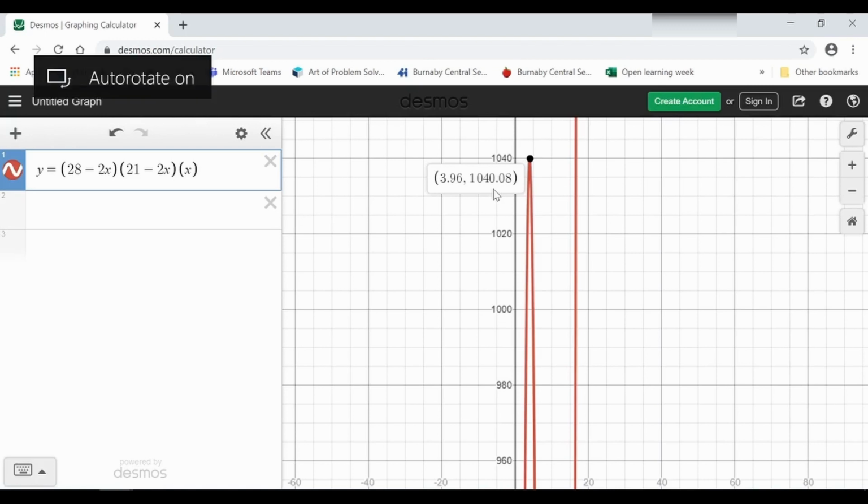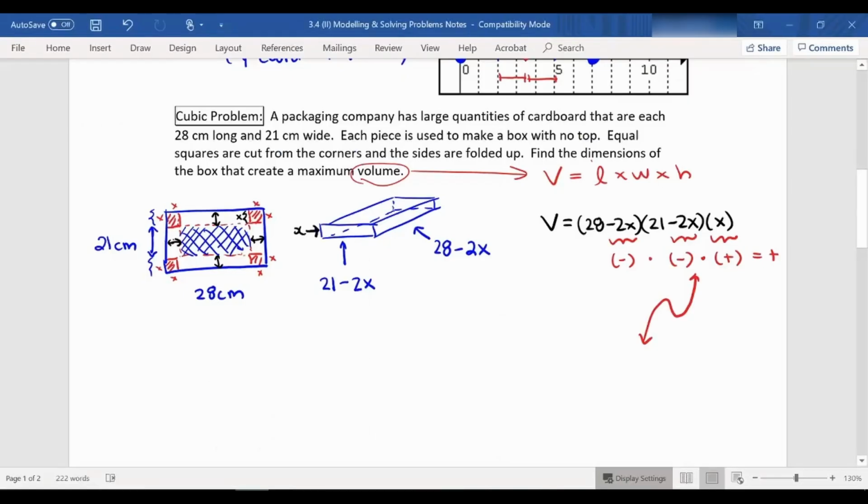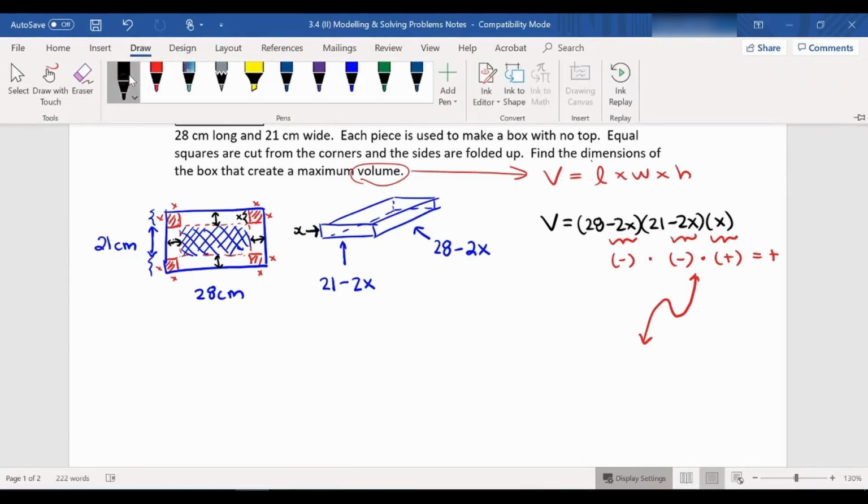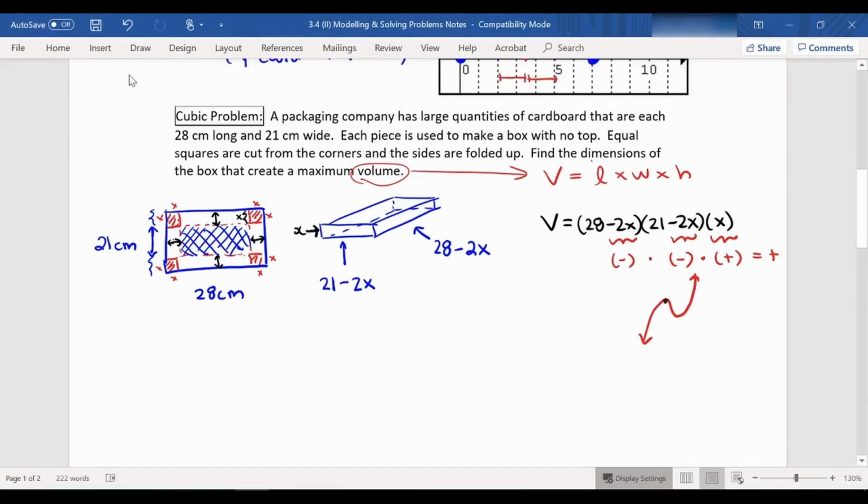Let's write that down. So even if you hadn't figured out ahead of time what it's going to look like, once you graph it, you know that's what it looks like. So this point here was 3.96 and 1040.08. Okay. So it says find the dimensions of the box. So we want to know the length, the width, and the height. The question is, what are these dimensions? Well, if this is what I graphed, this black equation, V equals, that means that this was my x, and this here was my V, my maximum volume.